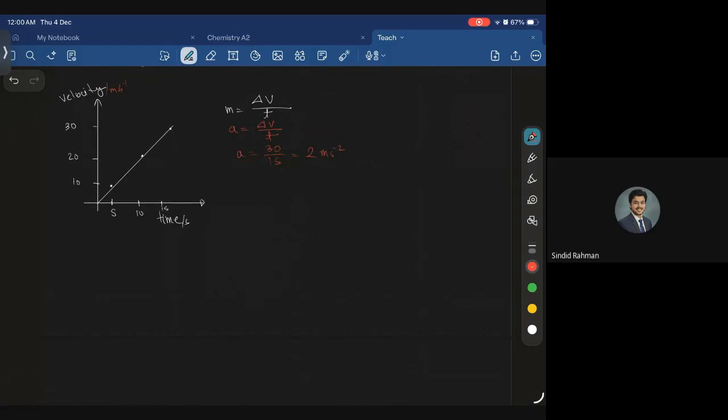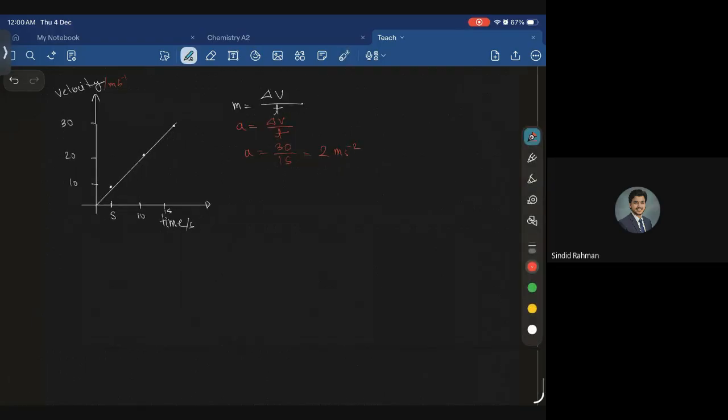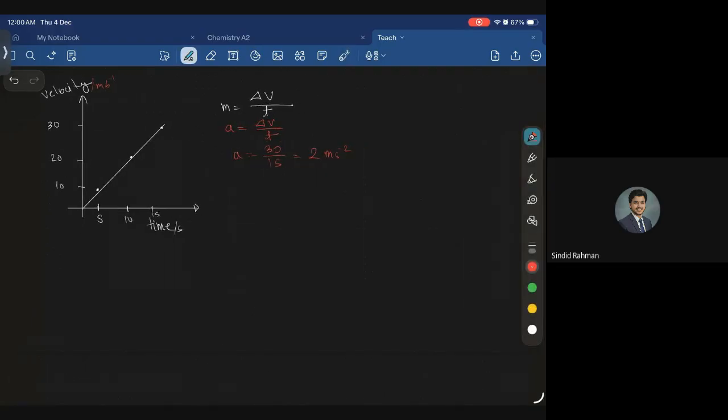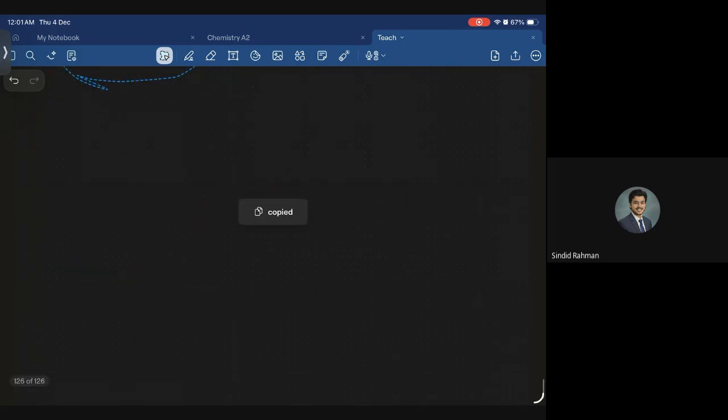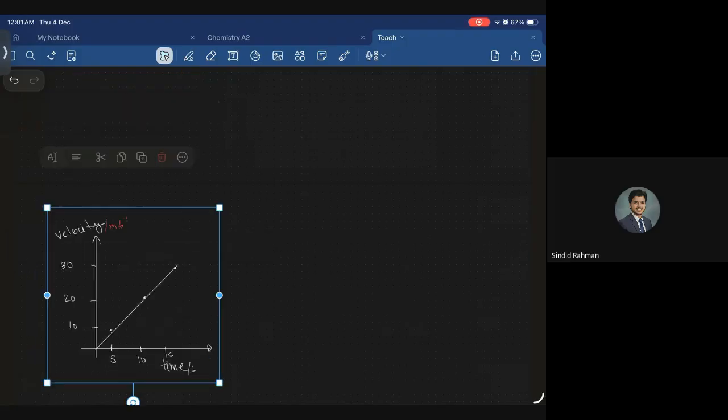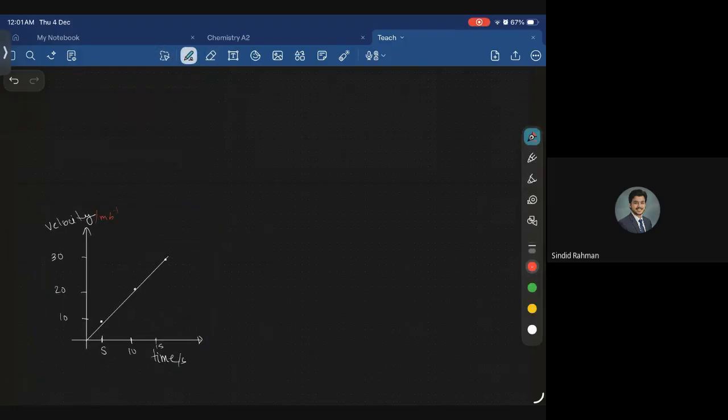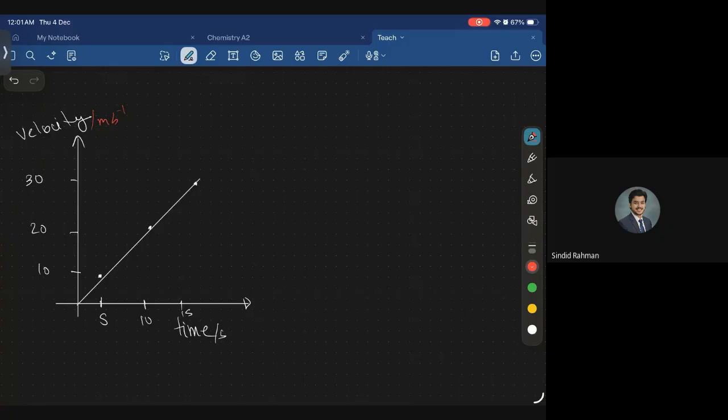Now let's say we again copy this, and we can find the area under here, right? If we want, we can find the area, right? Here we can find this area if you want, right? Sure. Right? Yeah.